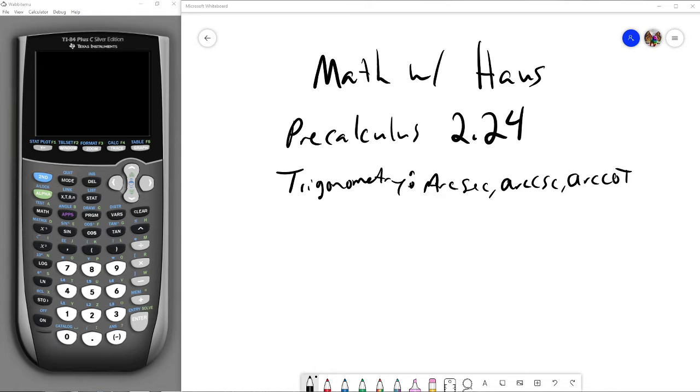We're continuing our investigation of trigonometry, and in particular, we're going to dedicate this video to arcsecant, arccosecant, and arccotangent. That's right, we're talking about the inverse trig functions for secant, cosecant, and cotangent.